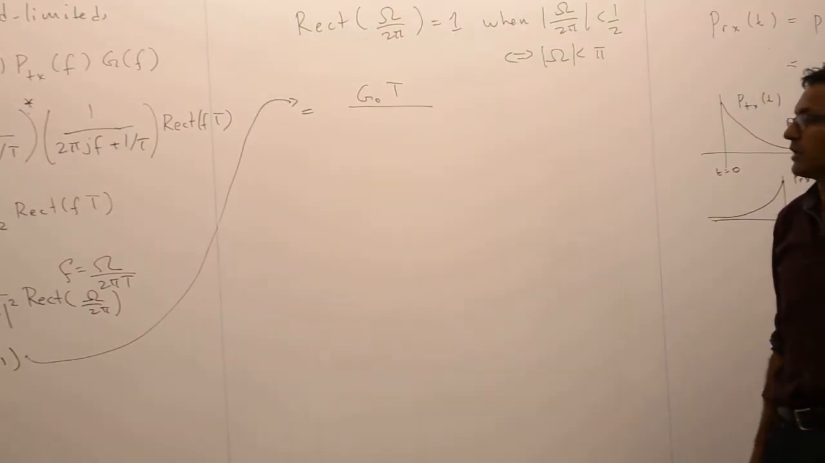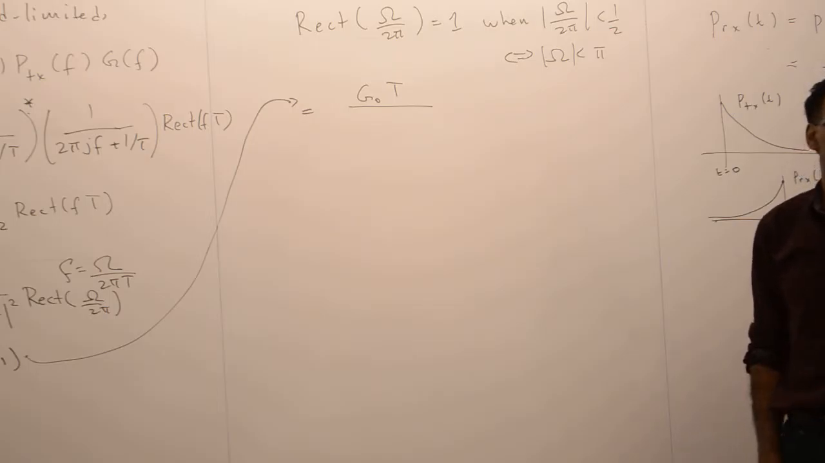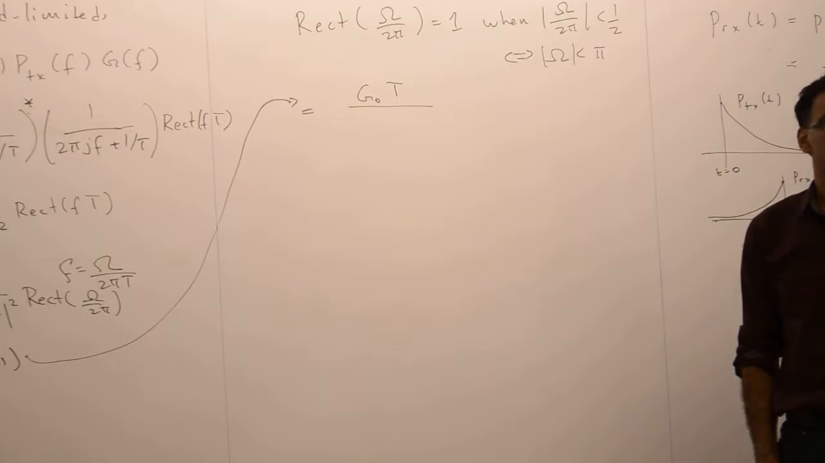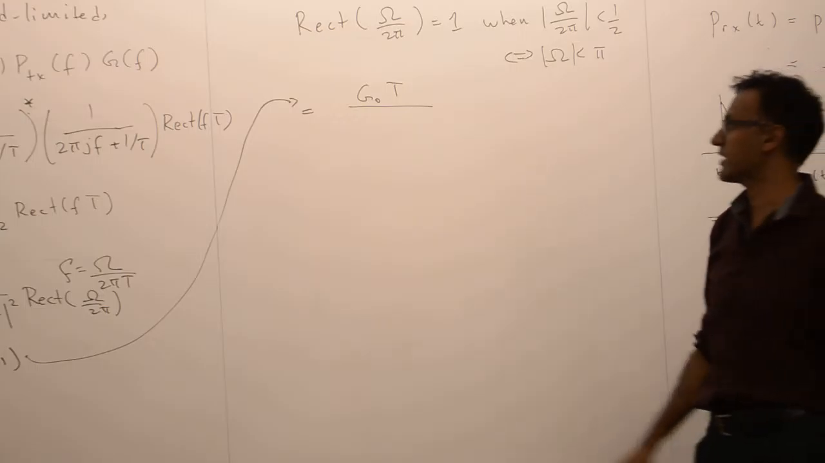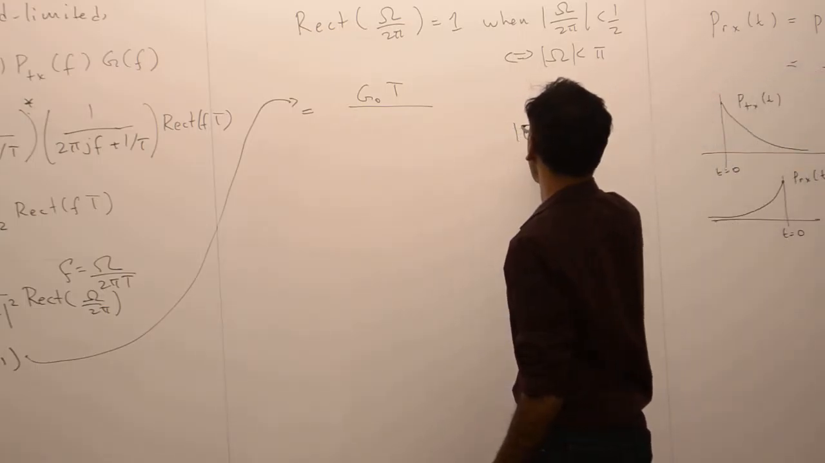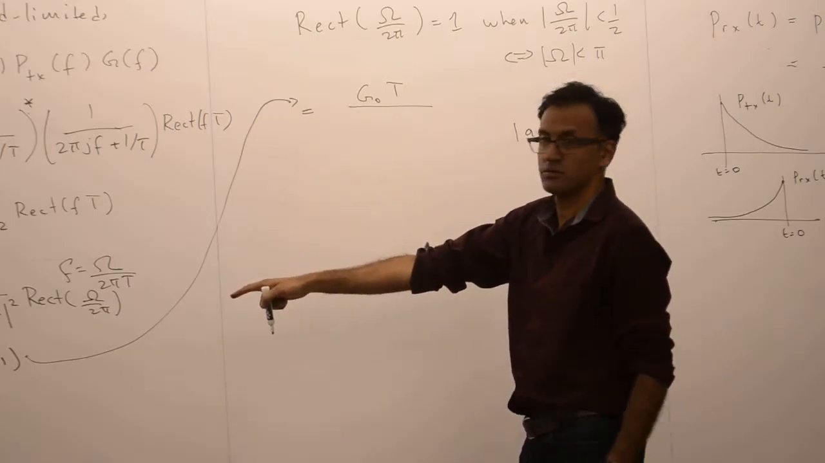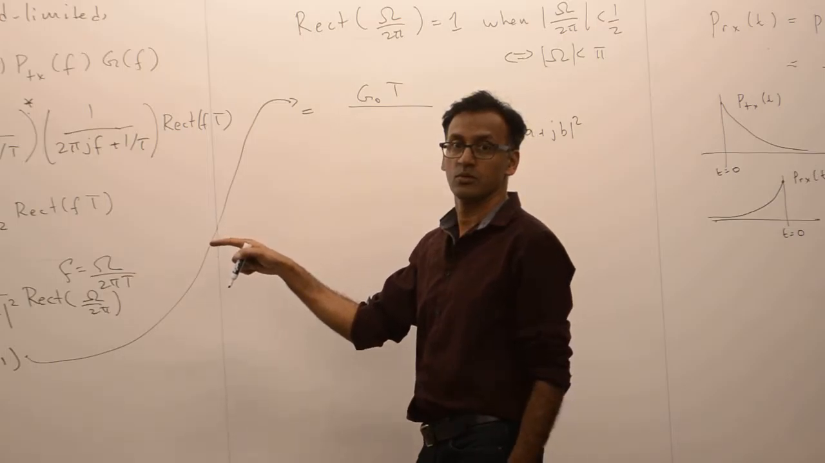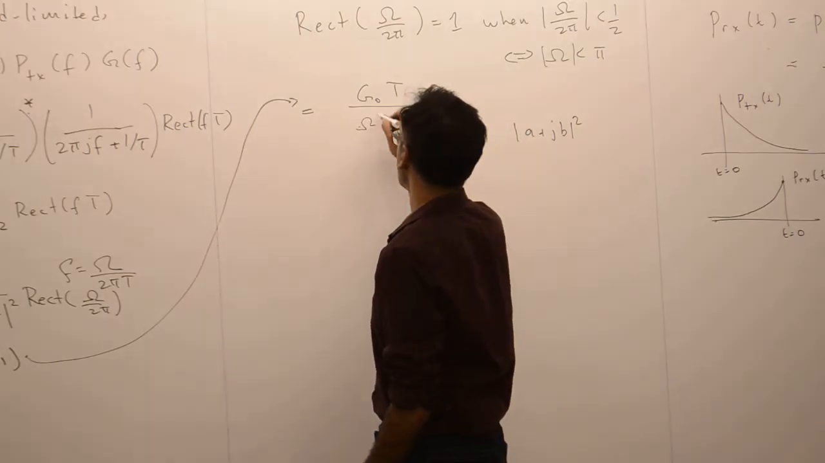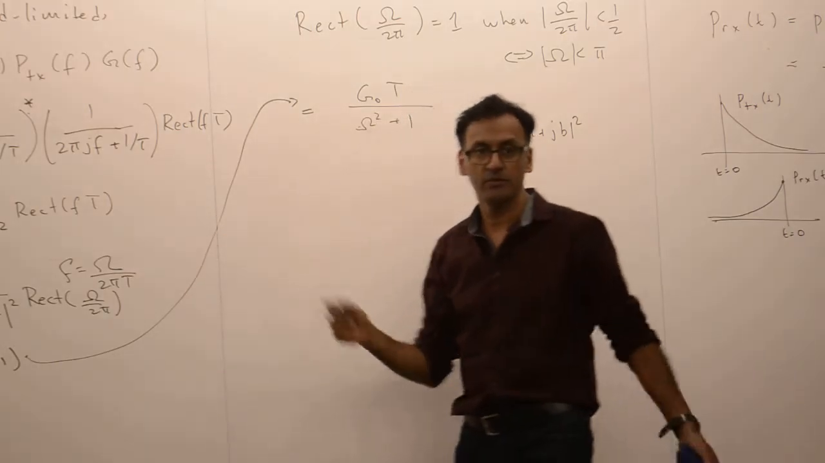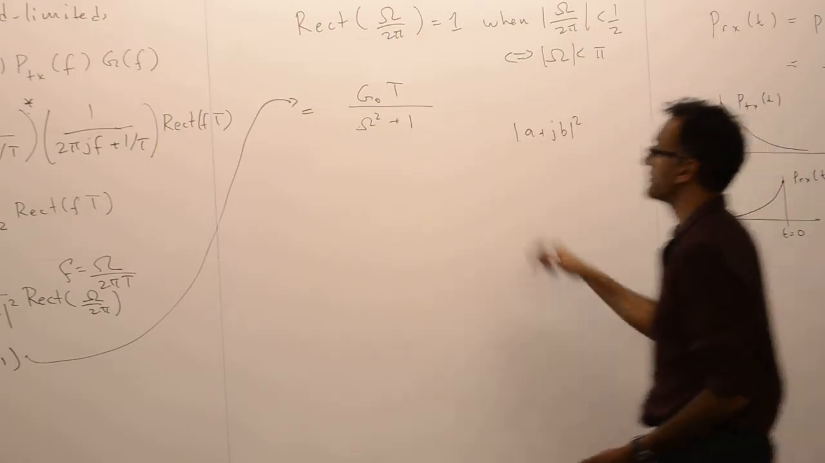How do I take the magnitude squared of that complex number? What's the magnitude squared of like a plus jb? A squared plus b squared. Okay, what's the magnitude of this? Omega squared plus 1 squared. Yeah. All right. So I get this value here.